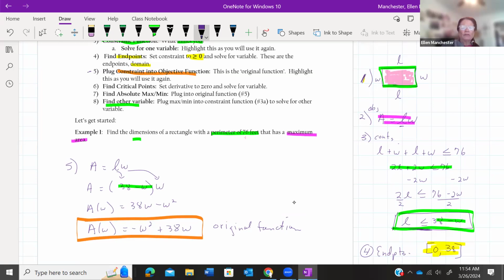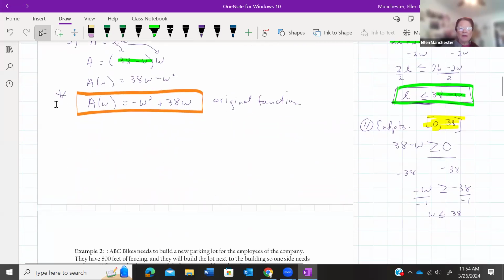Okay, so from this point on, you're just doing absolute max and min. Absolute max and min says I have to find the derivative. So I get negative 2W plus 38. I'm going to set my derivative to 0 because I am looking for my critical points. So my W equals 19. That's my critical point.